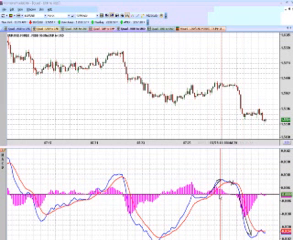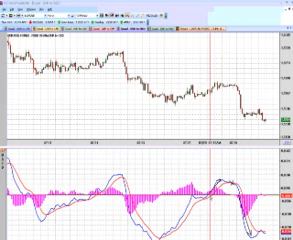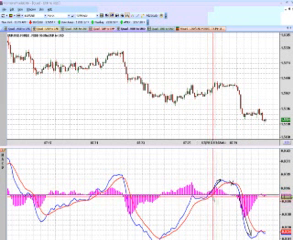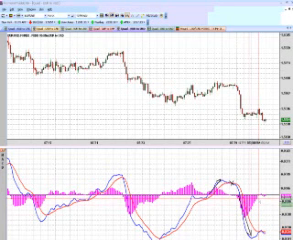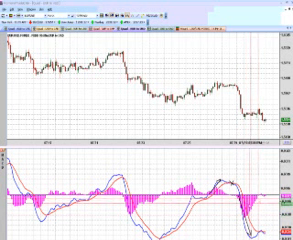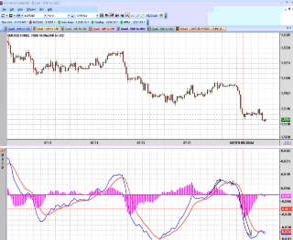The purple area, which is known as the histogram, those bars, simply measures the distance between the blue and the red lines. As the histogram grows, we know that they're diverging, right? Moving average convergence and divergence. So as the histogram grows in size, they're diverging. A lot of times it's hard to tell just looking at it whether they're converging, diverging, or going the same. So the histogram tells us that, and that's all that is. So don't let the histogram scare you.